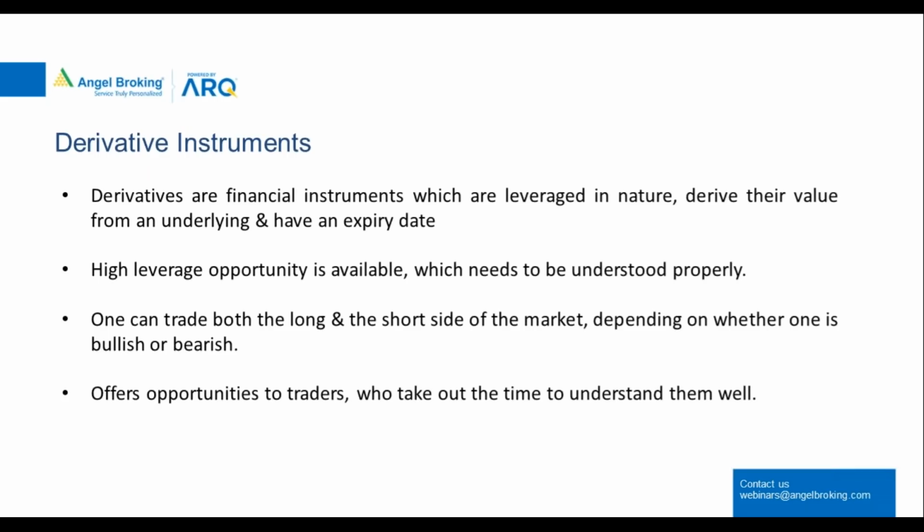So coming to derivative instruments, we need to understand that there are different asset classes, such as equities, commodities, and currencies. Amongst the different asset classes, we have different types of financial instruments available for trading and investing. So we have the cash segment, or the equities market. Then we have the derivatives market, wherein under derivatives we have futures and options. These are leverage instruments deriving their value from an underlying and have an expiry date.